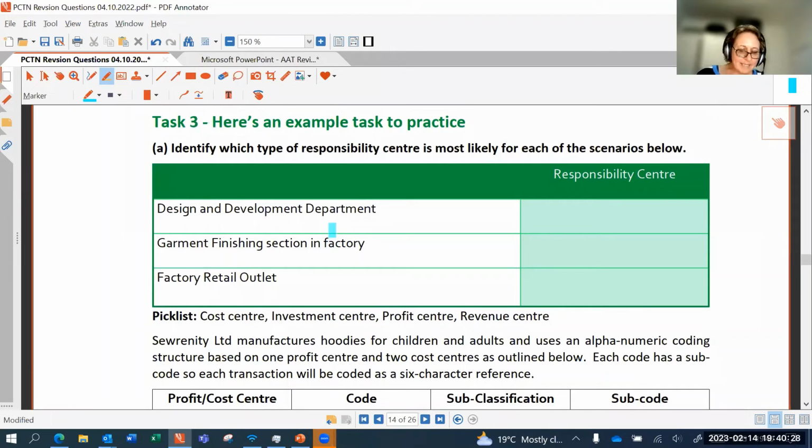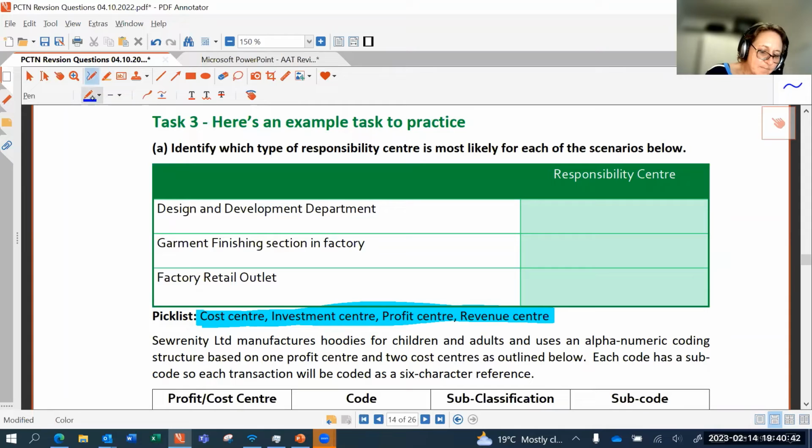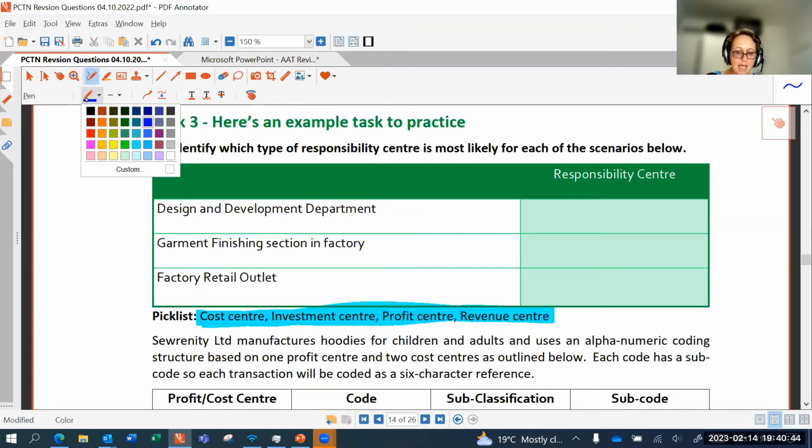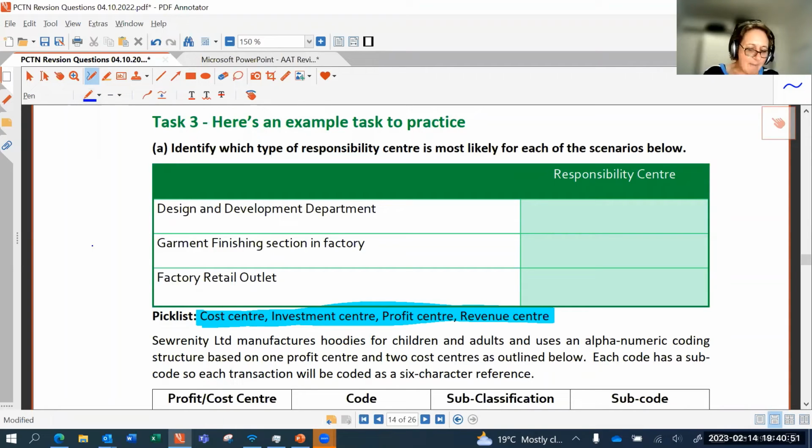Now, we have a pick list of 4 different types of responsibility centre. We have cost, we have investment, profit and revenue. I can tell you each one is only used once. And I would like us to start with what I think are the easier couple. I'd like us to start with this one, the garment finishing section in the factory.